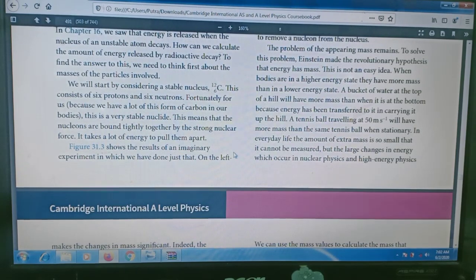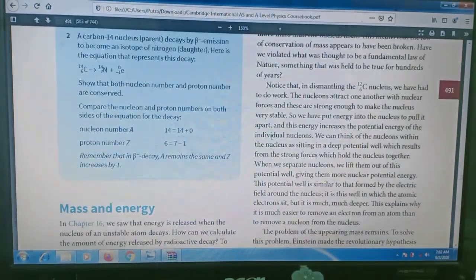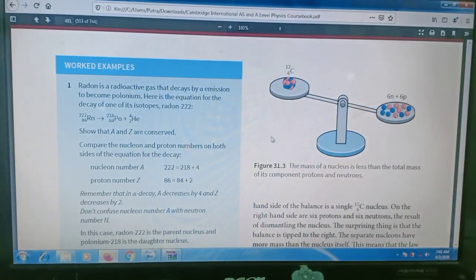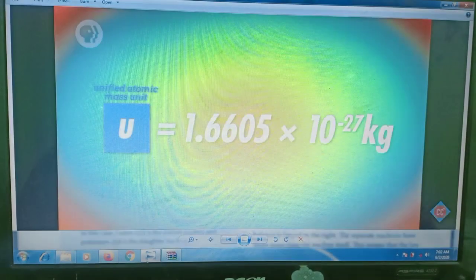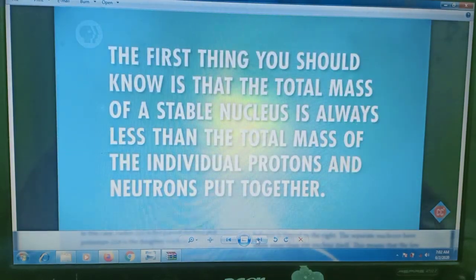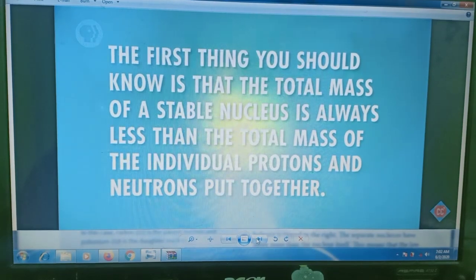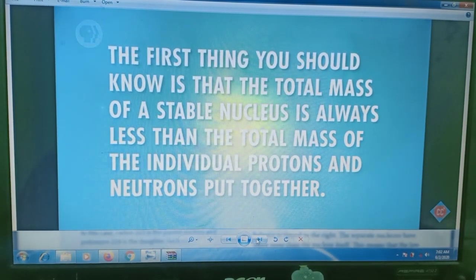We have also discussed that in the nucleus, there is the strong nuclear force that pulls the nucleons together. One interesting thing is this one. The first thing that you should know is that the total mass of a stable nucleus is always less than the total mass of the individual protons and neutrons put together.